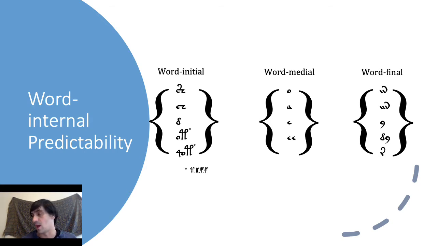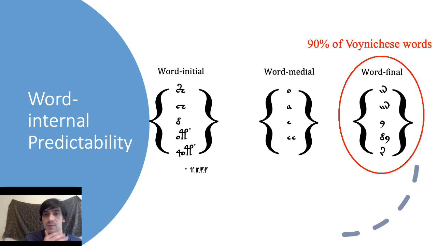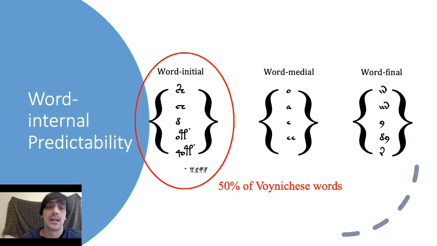And this is similar to what we find with abjads like Arabic, where there are word initial forms of a character, word medial forms, and word final forms. But this is an extreme example. So for example, these 5 word final sequences are found in 90% of all Voynichese words. So 90% of Voynichese words end with one of these sequences. And about half of the words begin with one of these sequences. This is more extreme than we find with abjads, and it doesn't seem to be only related to single characters, but also what might be considered character sequences.